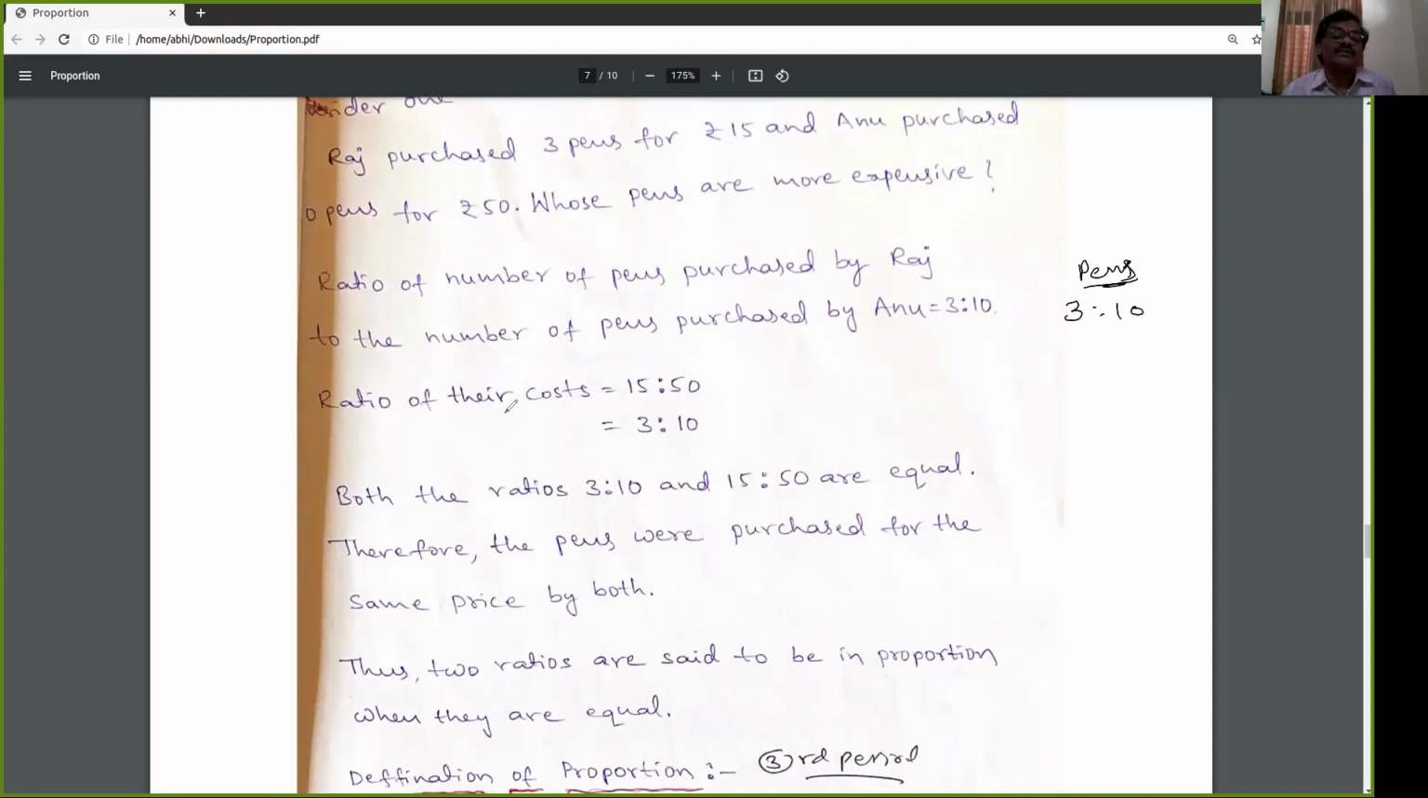Next, ratio of their cost. Cost of Raju is rupees 15 and cost of Anu is rupees 50. So 3:10. The ratio of the pens of the two persons, Raju and Anu, is 3:10, and the ratio of their cost is 3:10. So the ratios are same, so both the ratios are equal. Therefore, the pens were purchased by both persons at the same price. Raju's cost for each pen and Anu's cost for each pen is same.